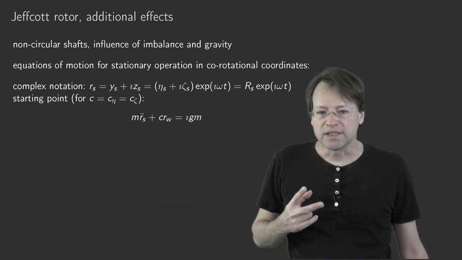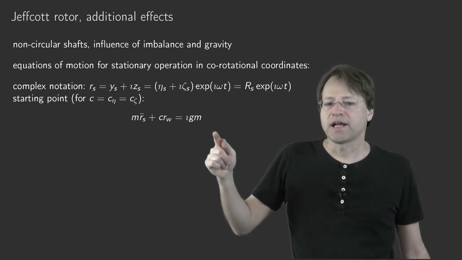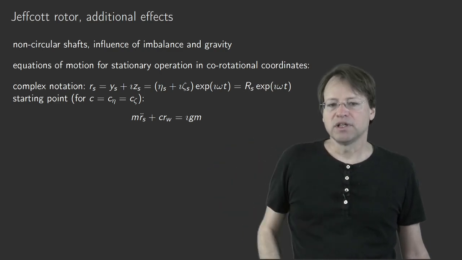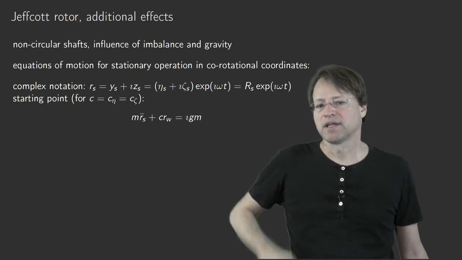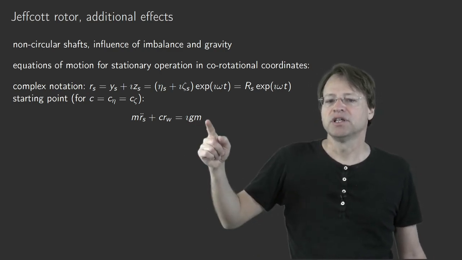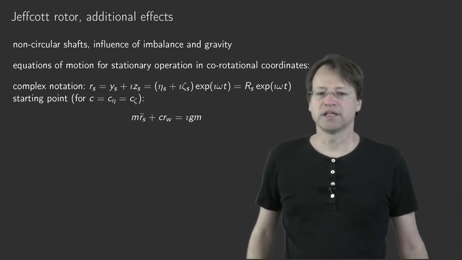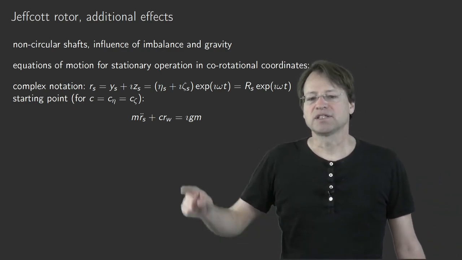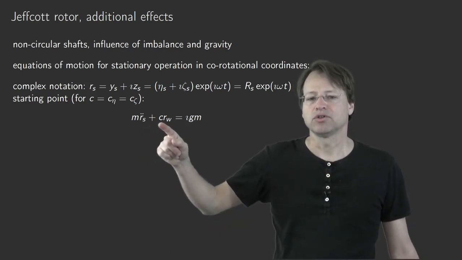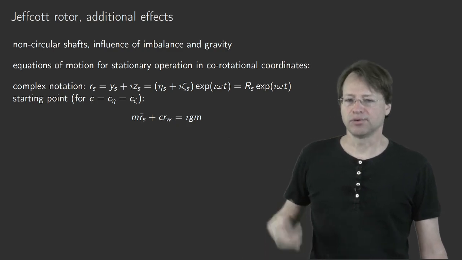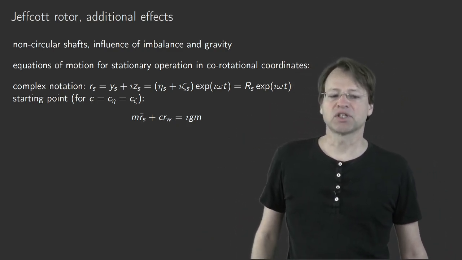And of course, on the other hand, I want to take gravity into account. Gravity acts in the vertical direction only, so in the complex direction, I, the complex unit here, times g times the mass of the disk. So this will be the starting point for, again, stationary operation. And you can see that I assemble two equations of motion in one equation of motion in complex notation. So the real part would be one equation of motion and the imaginary part would be the second equation of motion.